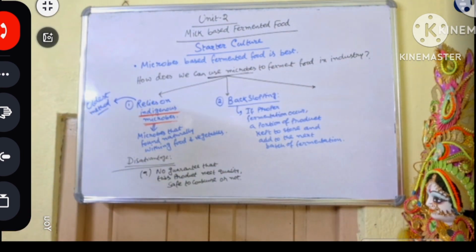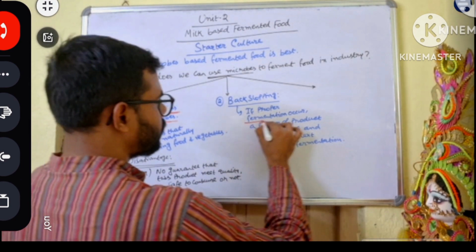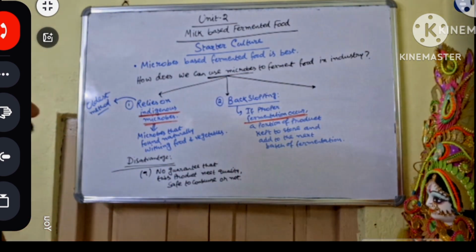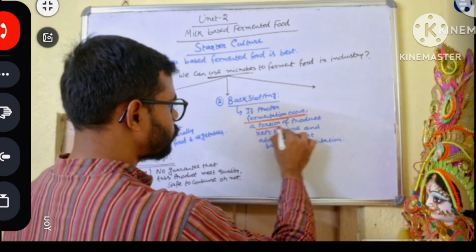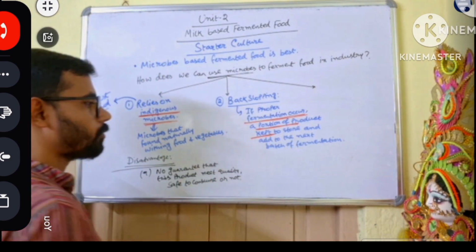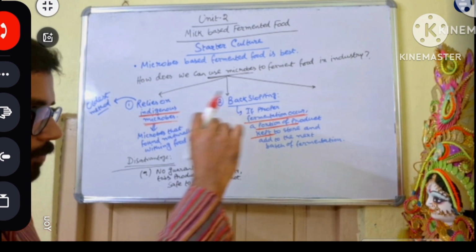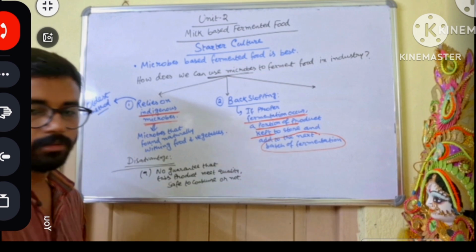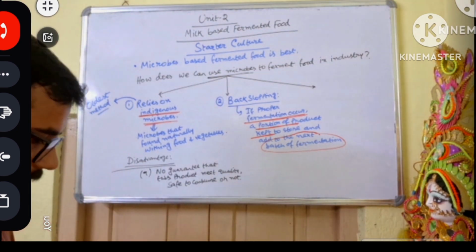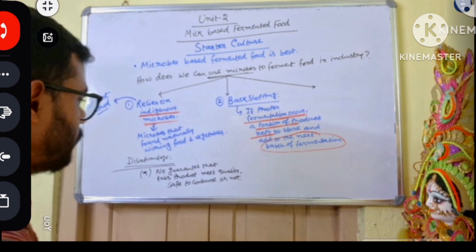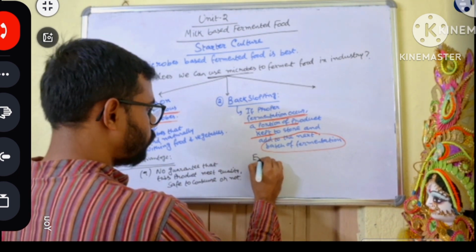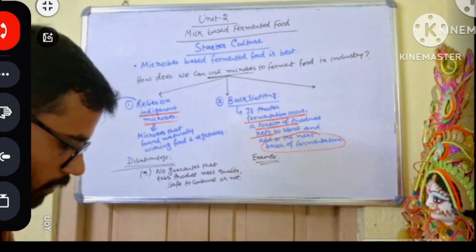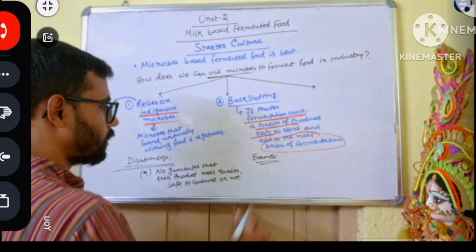See the definition. A properly fermented product previously successfully produced, a portion of this product is kept to store, and this portion is used for the next batch of fermentation. Back slopping is commonly used in dairy fermentation. For example, curd making.